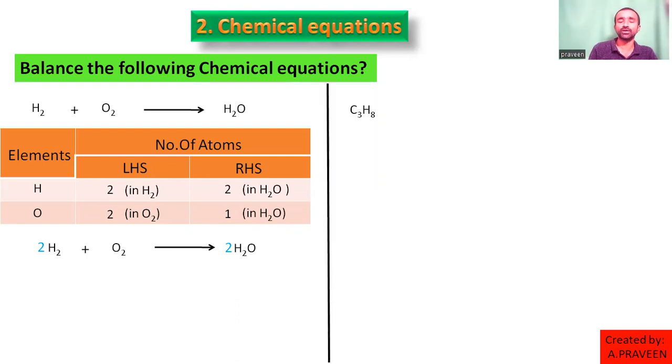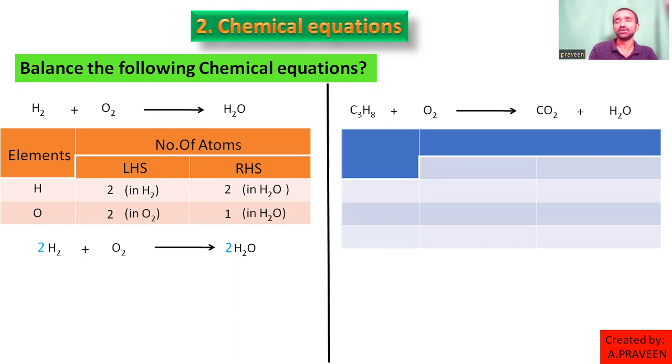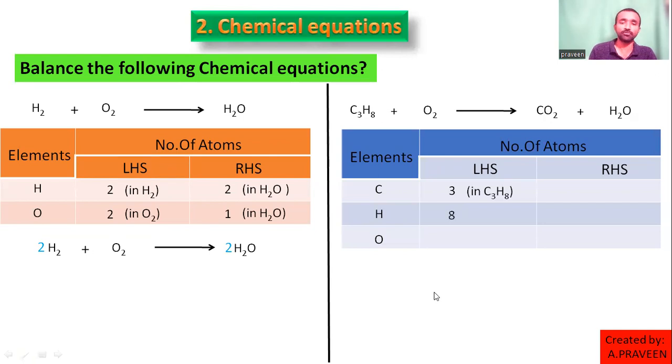Then take one more example here: C3H8 plus O2 gives CO2 plus H2O. In this reaction, we count the number of atoms on the LHS and RHS. Then copy the individual atoms C, H, O. Any other elements? No. Then the count on the LHS: C3 in C3H8. Next, hydrogen H8 in the same compound C3H8, not repeated. Next, O2, 2 is written.